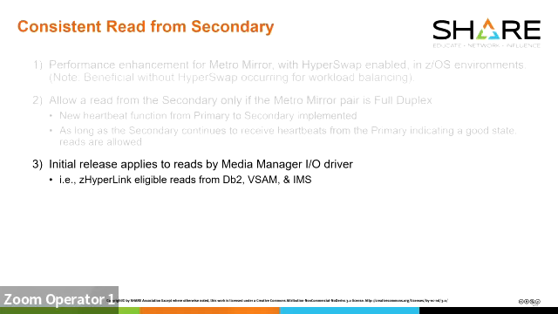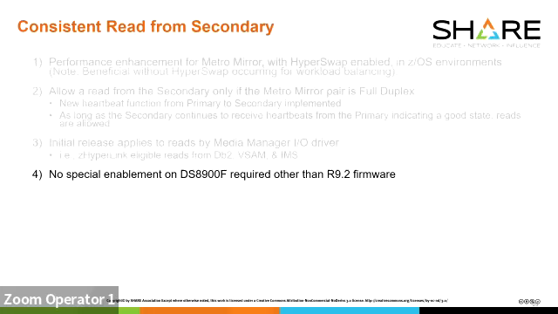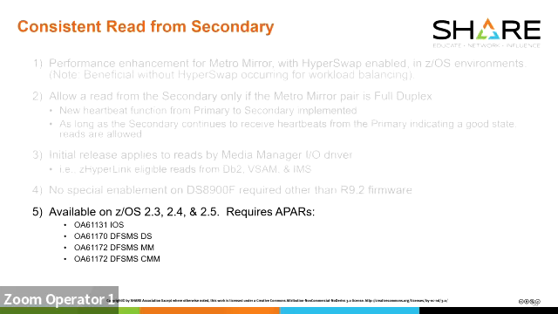We have support in Media Manager and the IO Driver, so this is applicable for HyperLink eligible reads from DB2, VSAM, and IMS. And you just need the firmware. So you just need the 9.2 firmware. There's no special enablement on the 89. And we have several APARs. Now, I would say normal caveats apply. Make sure you look at what the latest and greatest maintenance is.